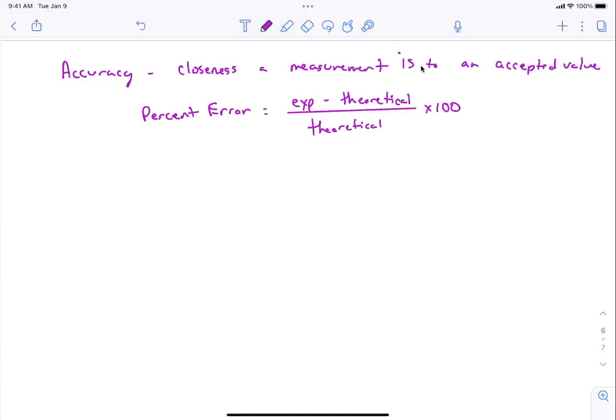I guess on the multiple choice, you could also be expected to do percent yield. And that's just experimental over theoretical times 100. And like Alexandra said, the theoretical would be given to you in the problem. It has to be given to you in the problem.